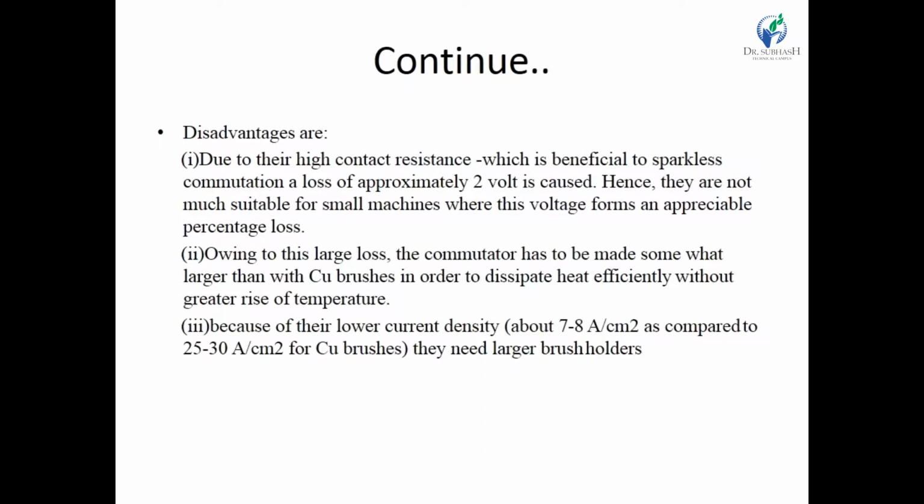Here are some disadvantages of carbon brushes. Due to their high contact resistance, a drop of about 2 volts is caused, so they are not suitable for small machines. Second, the size of the commutator needs to be made larger than one used with copper brushes. Next, due to their low current density, larger holders are required to be used.